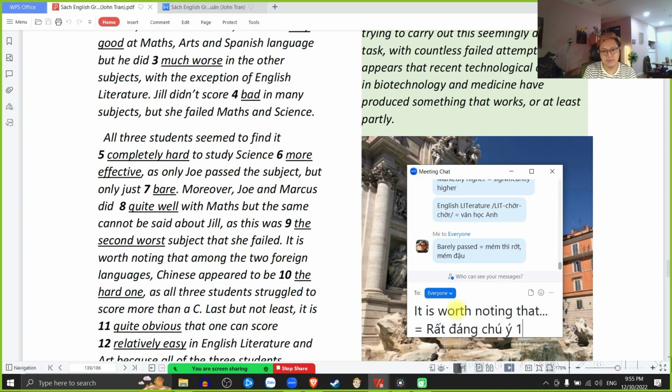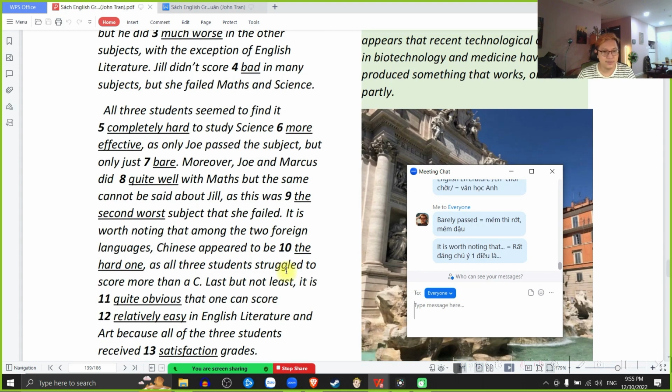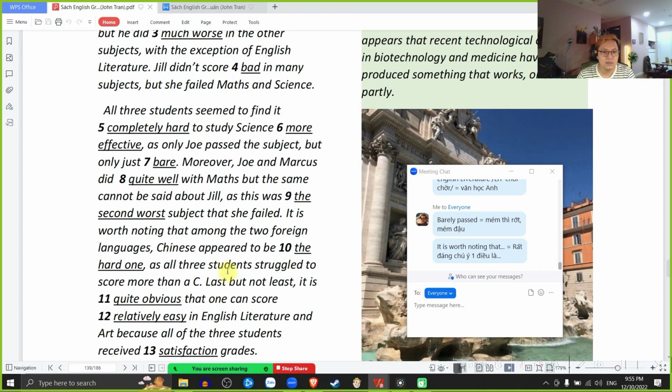Rất đáng chú ý một điều là, among the 2 foreign languages, xuyên suốt 2 cái ngôn ngữ nước ngoài đi, Chinese appears to be the harder one. You can say the harder one or harder. Chinese appears to be harder. Or you can say Chinese appears to be the harder one. Tiếng Trung có vẻ như là cái môn khó hơn, hoặc là tiếng Trung có vẻ như khó hơn.